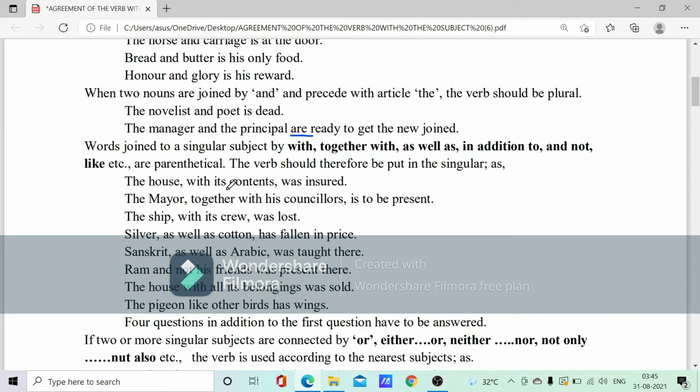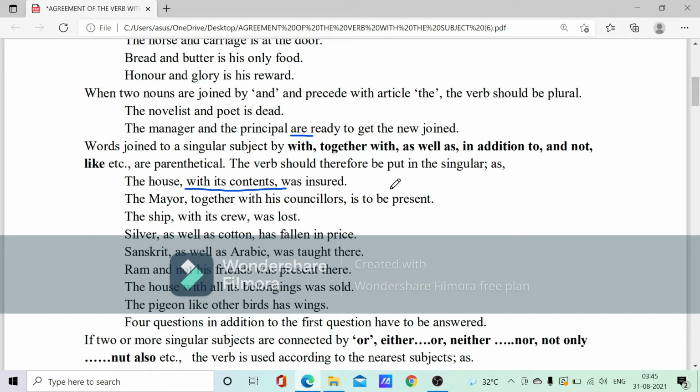The house with its contents was insured. Here you see, with its contents is not the direct subject of the sentence. What is the direct subject of the sentence? The house. And according to the house, was has been used. Right? You need not use were here. You need not think that with its contents, this particular phrase, is also the direct part of the subject. It is exactly not the direct part of the subject, right?